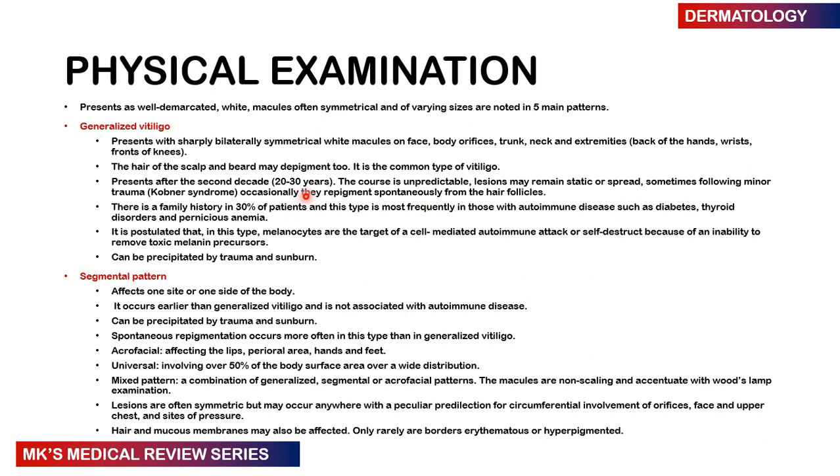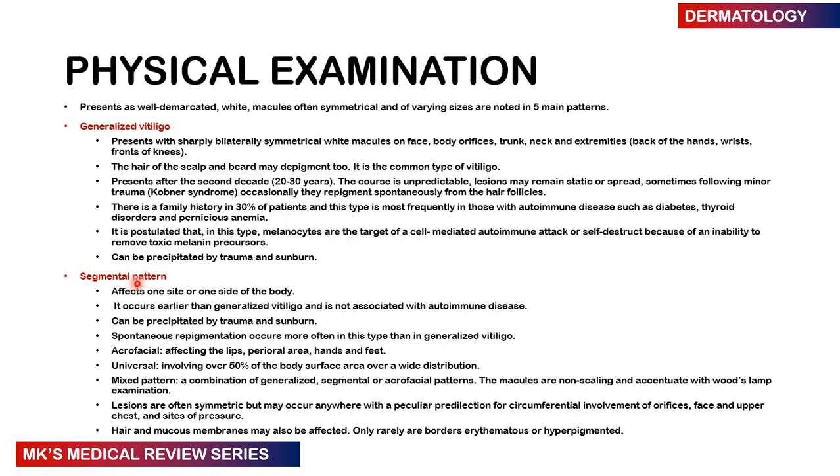It's actually postulated that in this type of vitiligo, you have these melanocytes that are target cells for the cell-mediated immune system attack, and you produce this self-destruction because of this inability to remove certain toxic melanin precursors. Then this can also be precipitated by trauma or sunburn.